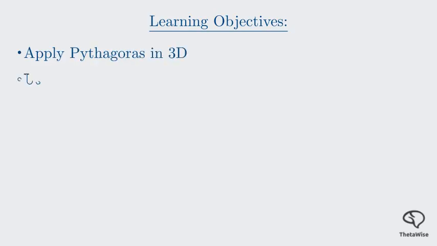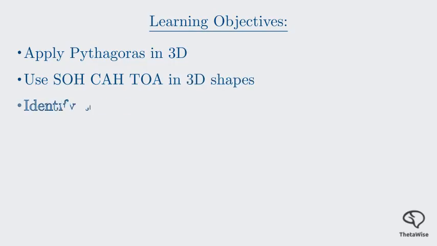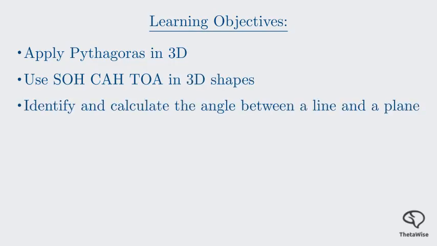Let's look at our learning objectives for this lesson. First, apply Pythagoras in 3D. Second, use SOHCAHTOA in 3D shapes. And third, identify and calculate the angle between a line and a plane.